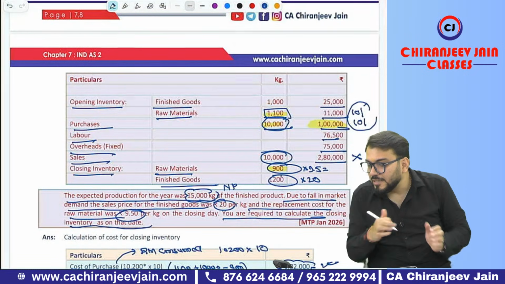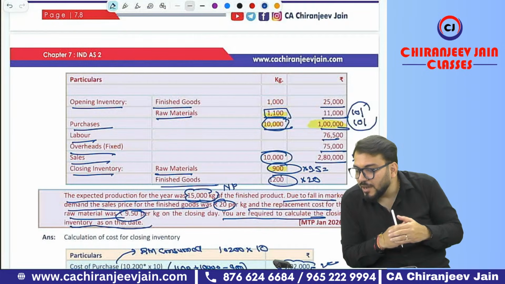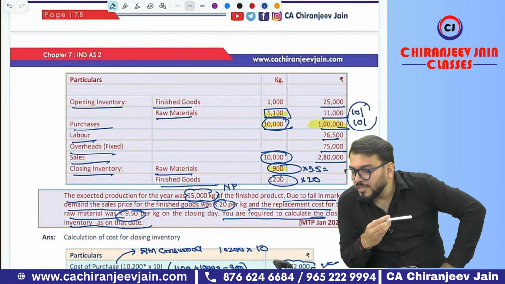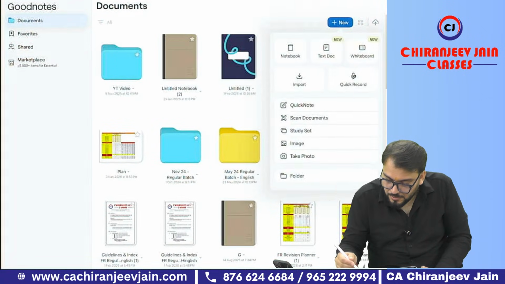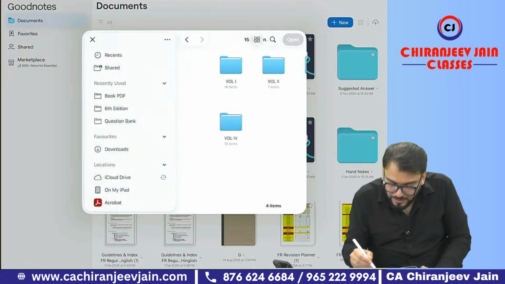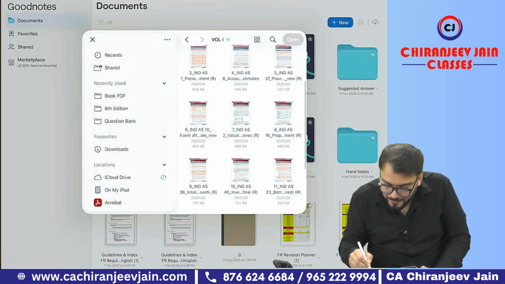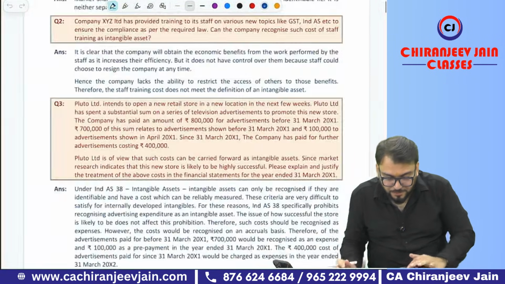I will come to Ind AS 38. One doubt has come about Ind AS 38. In intangible assets, question numbers 10 and 11, what is the difference, and why are we doing it after year 1 in question number 11? Let me go to the chapter because I don't remember the question. So you want Ind AS 38. Let me come to Ind AS 38, and question number 10, 11 you are saying.